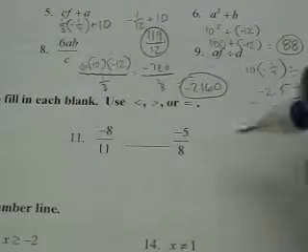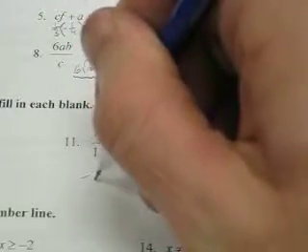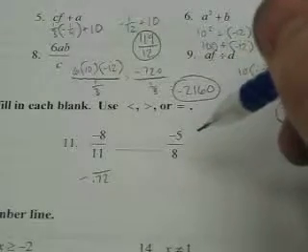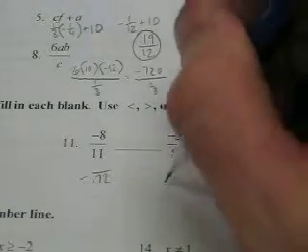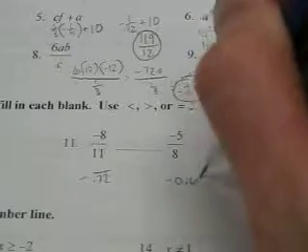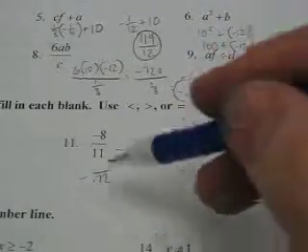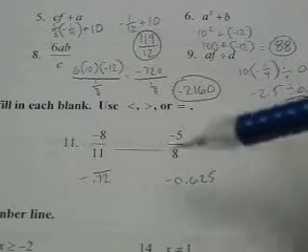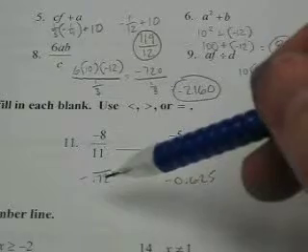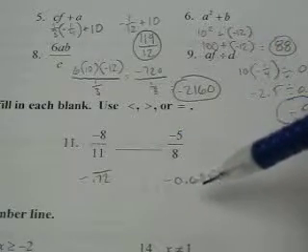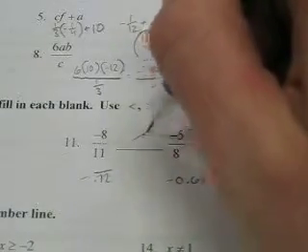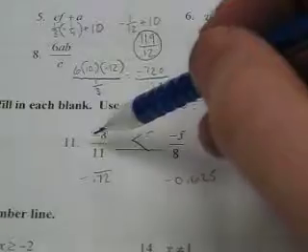-8/11, when we change that to a decimal, is going to be -0.72 repeating. And -5/8, if we change that to a decimal, that's going to give us -0.625. So now we're dealing with two negatives. So really what we want to know is which of those two numbers is less negative. This is negative by 0.72. This is negative by 0.62. Well, the one that's less negative is going to be greater. So our sign is going to open toward the -5/8. -8/11 is less than -5/8.